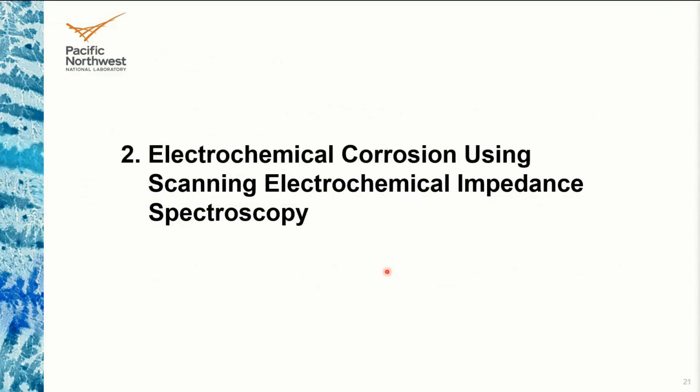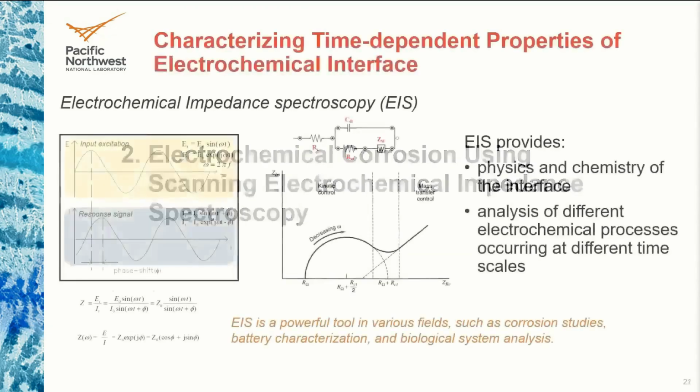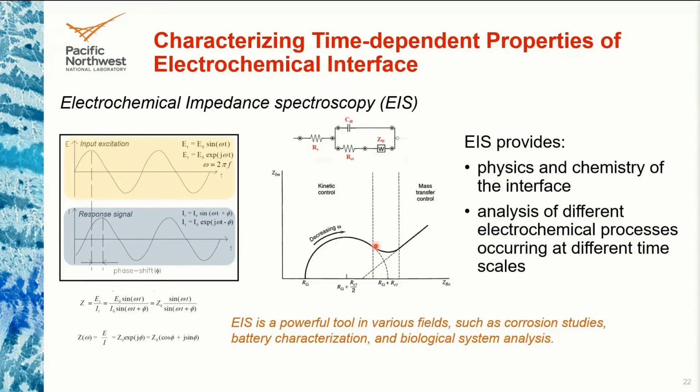The other application I want to cover with the limited time I have is on electrochemical corrosion, wherein we combine scanning electrochemical cell microscopy with impedance spectroscopy. So why impedance? Electrochemical impedance spectroscopy is a unique AC-based technique employed as an electrochemical method. So instead of applying a linear voltage input, a sinusoidal input excitation is applied to an electrode, and the response current is monitored or measured.